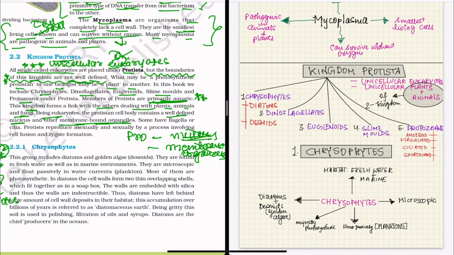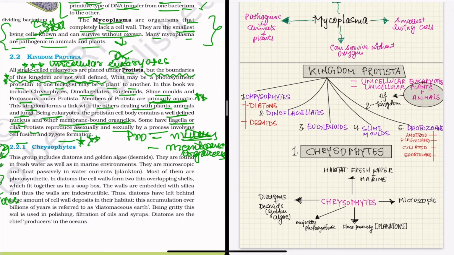For locomotion, some have flagella, some have cilia, and some locomote through pseudopodia. Protists reproduce asexually and sexually. Both asexual and sexual reproduction are found, and sexual reproduction involves a process of cell fusion and zygote formation.